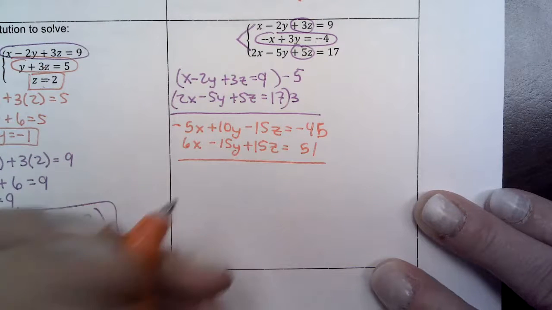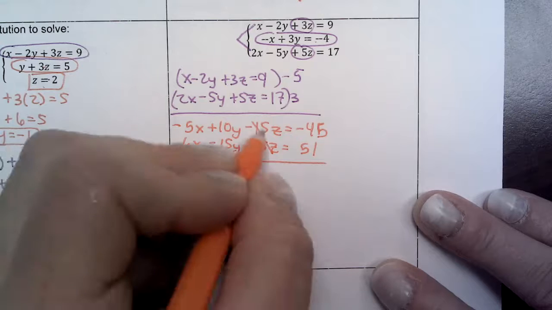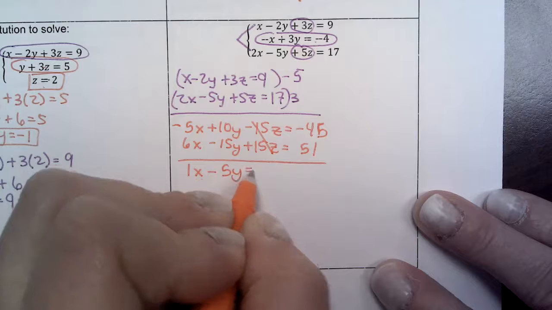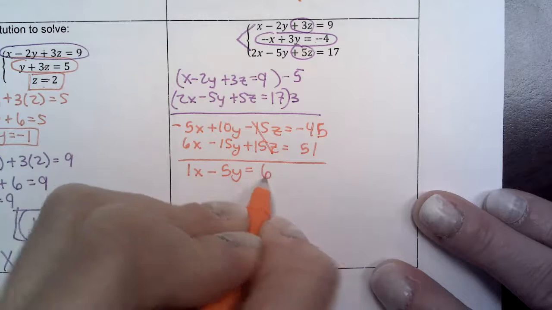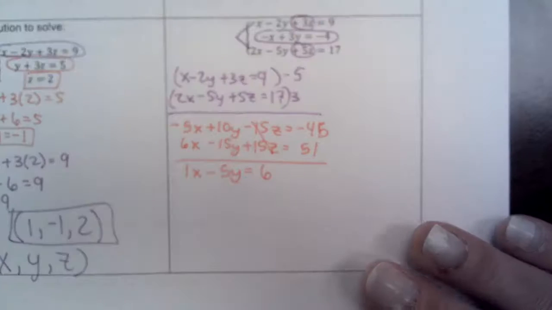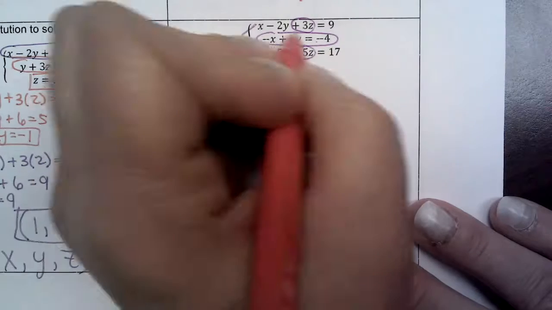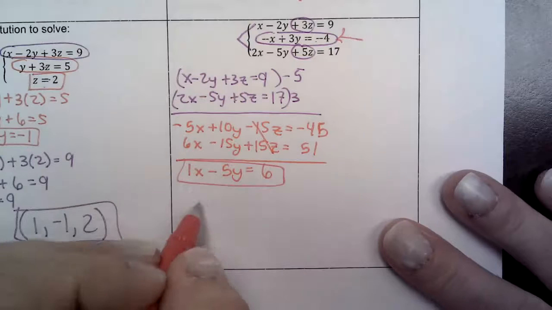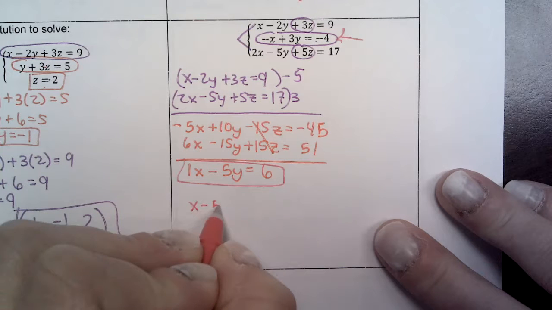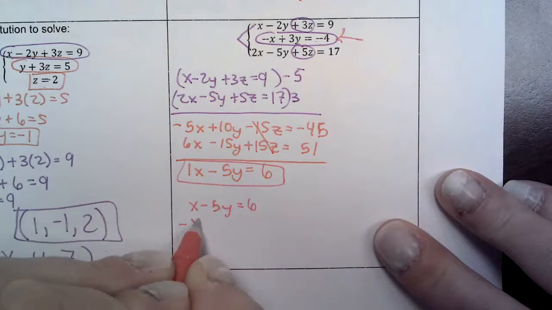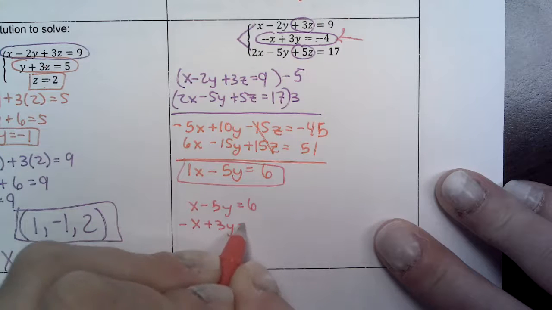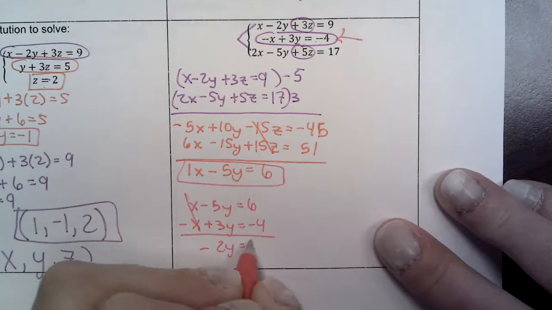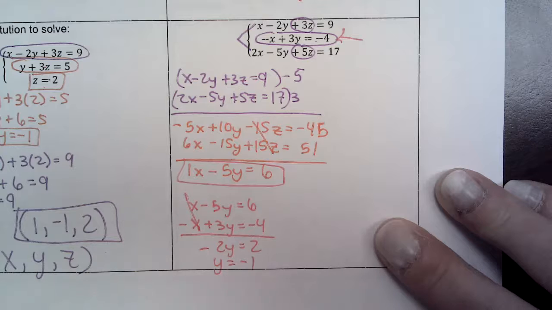All right, I'm going to go on ahead and I'm going to combine my like terms. Okay. So I'm going to add these 2 equations together, and I get 1x minus 5y equals 51 minus 45, which is 6. Okay, so now I have this equation and this one, which are 2 equations with 2 unknowns. Okay. So now I'm going to combine those 2 equations. So I have my x minus 5y equals 6, and I have this one from up here, negative x plus 3y equals negative 4. And now those cancel. Negative 2y equals 2. So y equals negative 1.